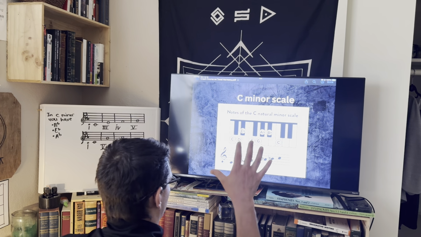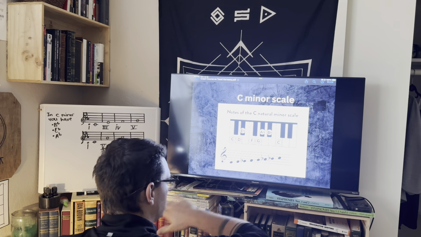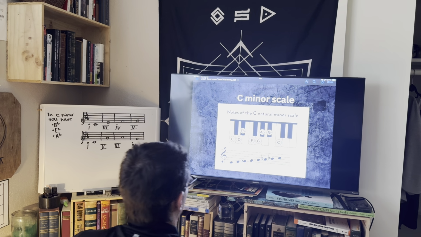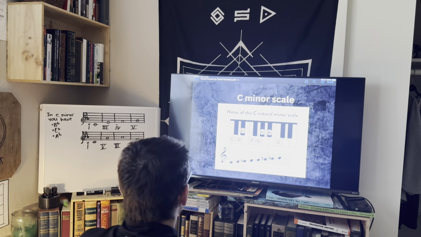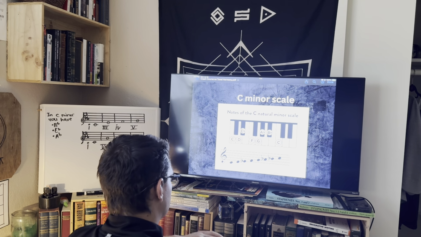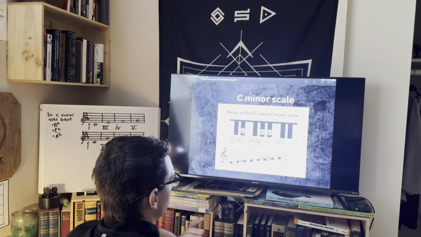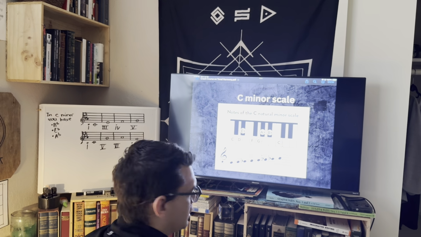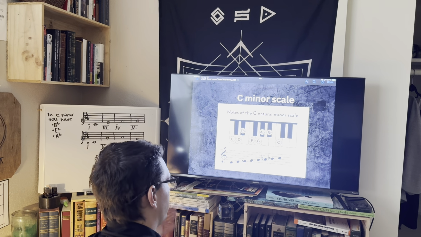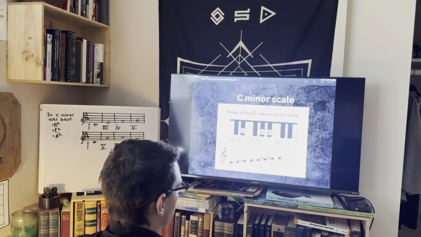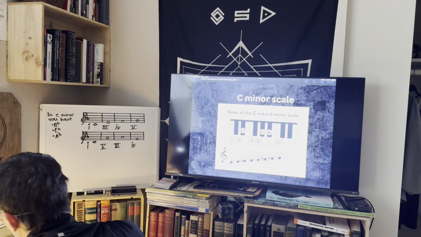this is for reference. We're going to be using only this scale for this lesson. But the information that I give you in this lesson is going to be applicable to any minor key. So F minor, G minor, E flat minor, whatever. This information is going to be applicable to that.